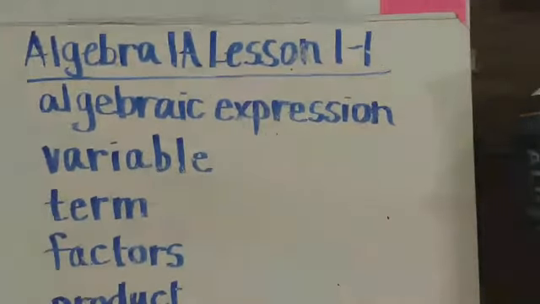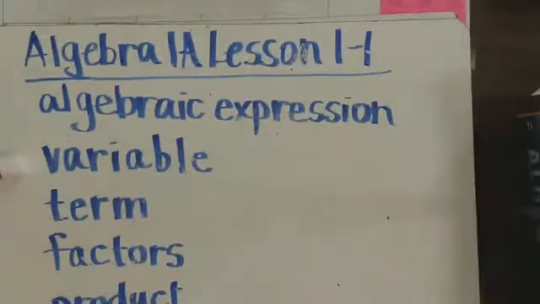We're going to begin with the vocabulary. First, we have algebraic expression: an expression consisting of one or more numbers and variables along with one or more arithmetic operations. If at any time you need to pause this video in order to get anything written down, please do so.